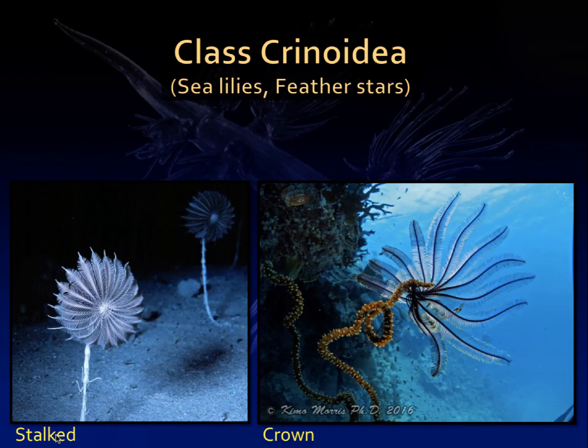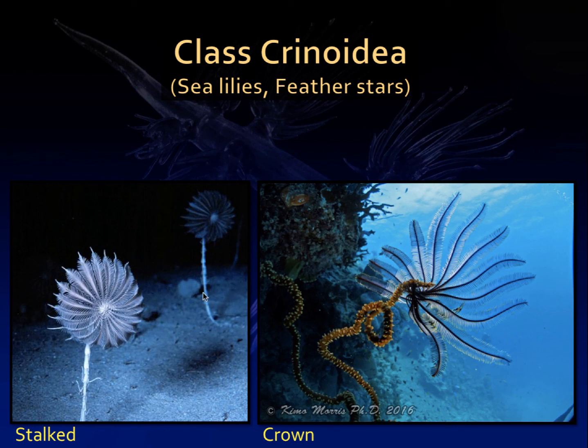Now, the last group are the crinoids, class Crinoidea. Crino actually refers to time. And that essentially is a reference to the fact that these are very ancient animals. Of all of the echinoderms, these are the ones that we find in the fossil record going back to 400 million years ago. And they come in two main varieties.